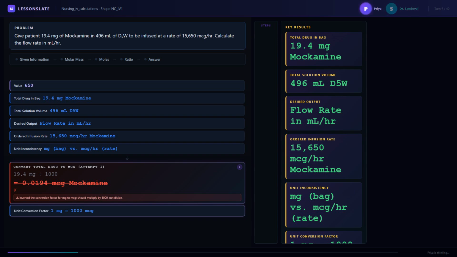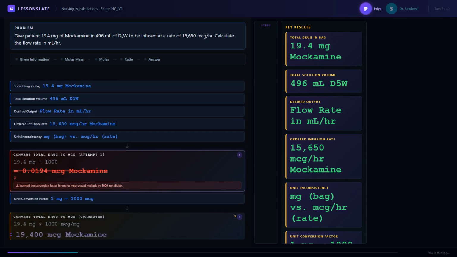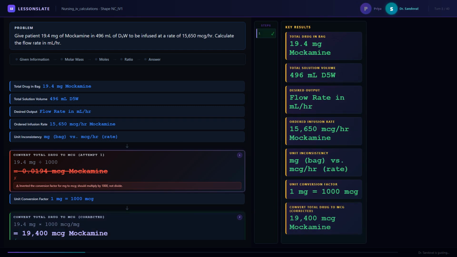Oh, you're absolutely right. My mistake. Since a milligram is a larger unit, I should multiply by 1,000 to convert to micrograms. So 19.4 milligrams multiplied by 1,000 micrograms per milligram would be 19,400 micrograms of Mockamine. Does that sound better?